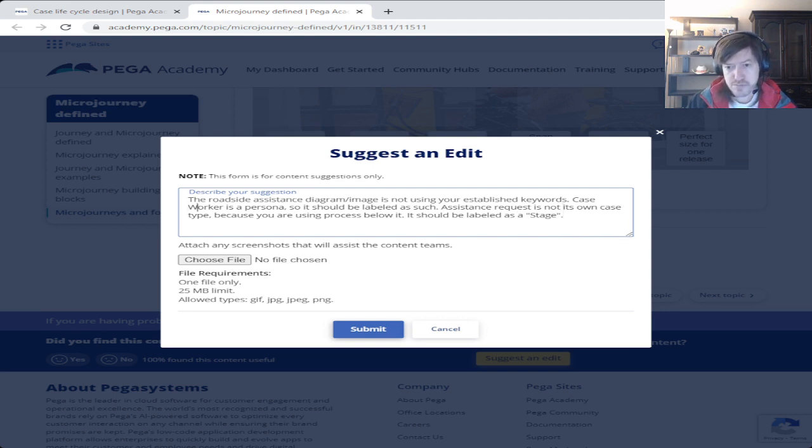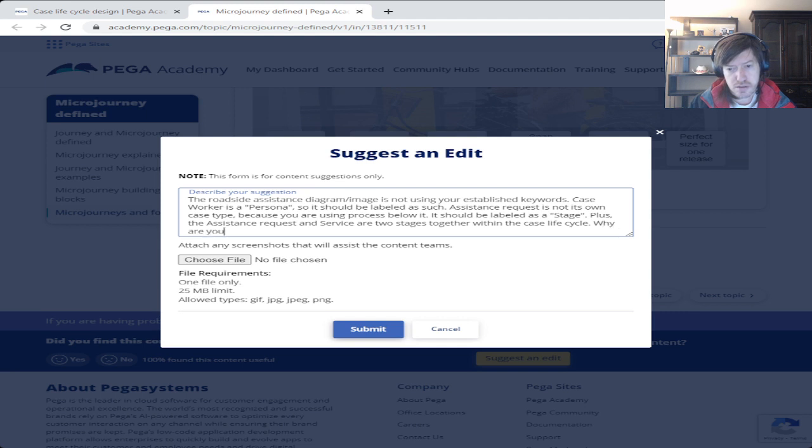Let me put these in quotations. Plus, they are a stage, plus the assistance request and service are two stages together within the case lifecycle.